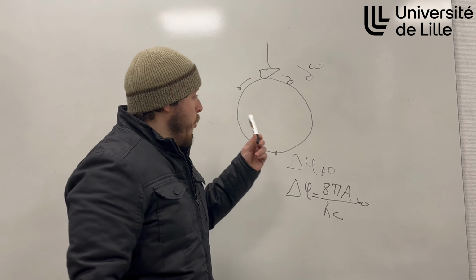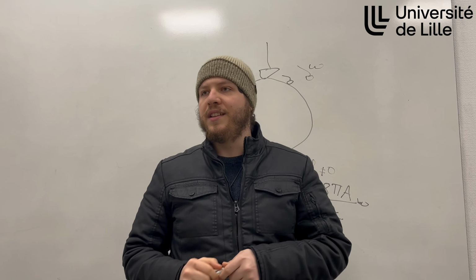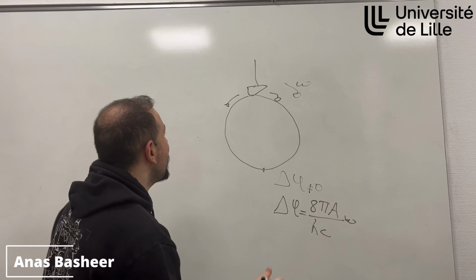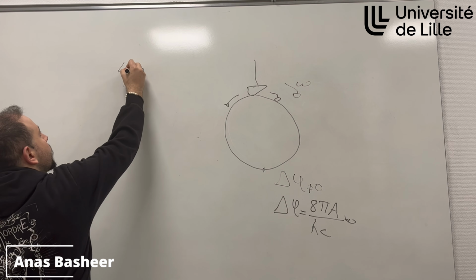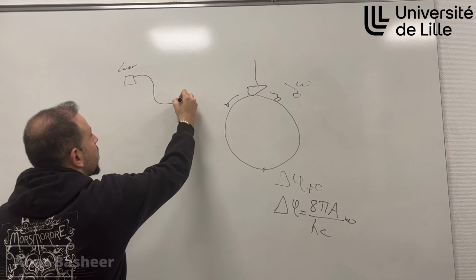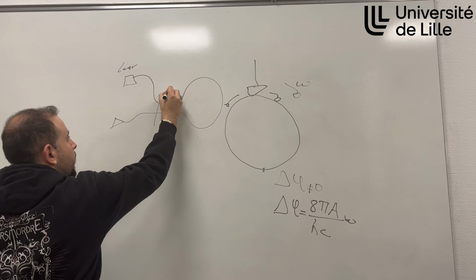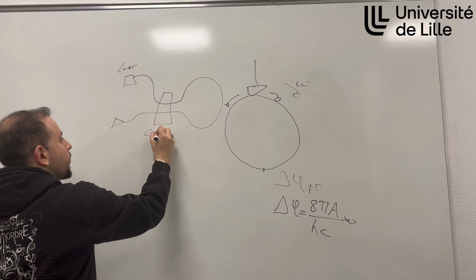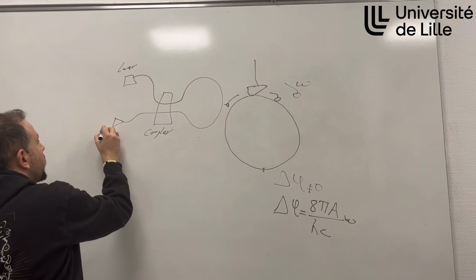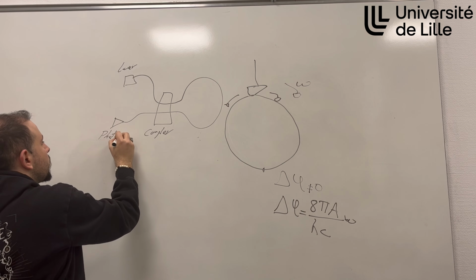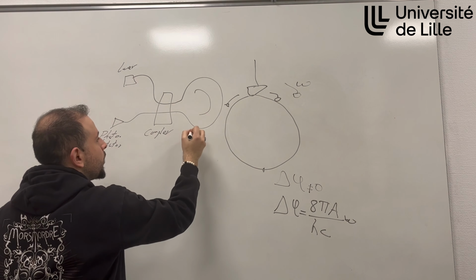Now, we have decided to replicate just this, and now we will see with Anas how we did that. Thank you, Shakir. Now let's make a quick sketch of our setup. We have here our laser that goes to our coupler, making the Sagnac loop, and goes back to our photodetector. This is the coupler that allows the beams to go in different directions. And here we have the photodetector. And here we have the Sagnac loop.